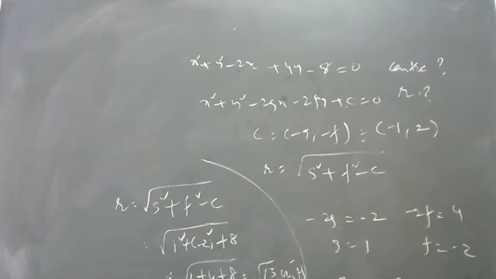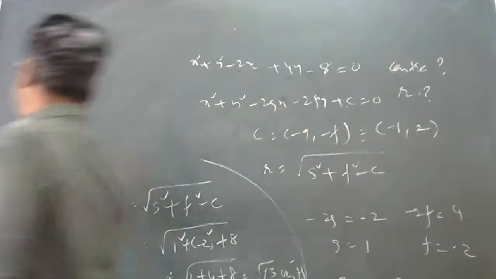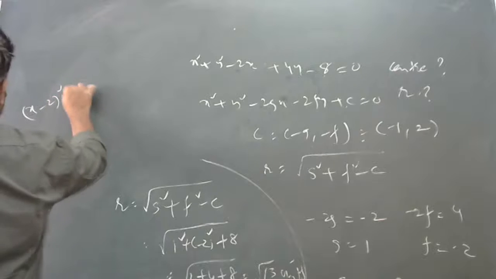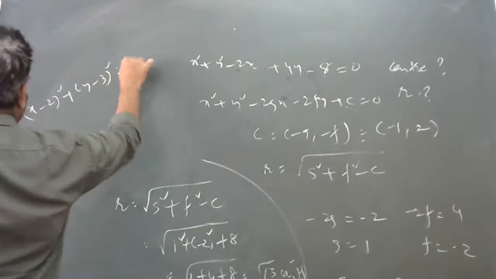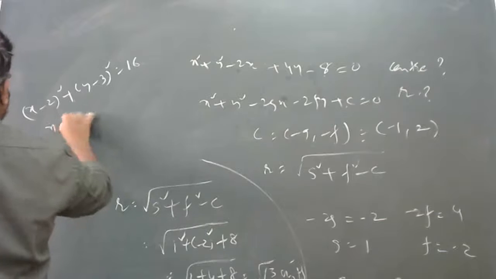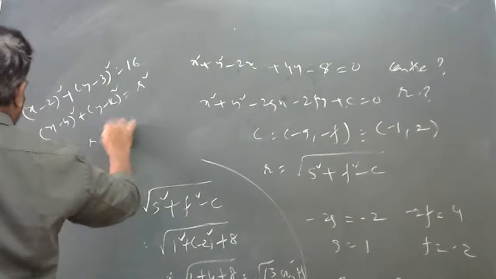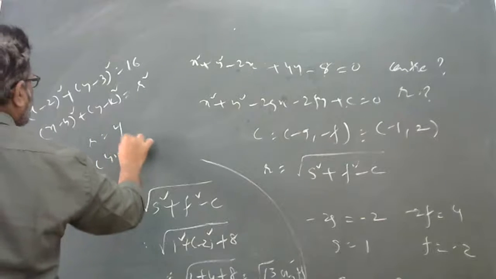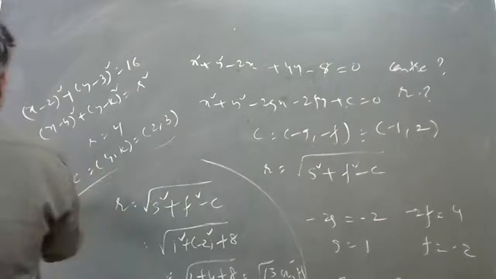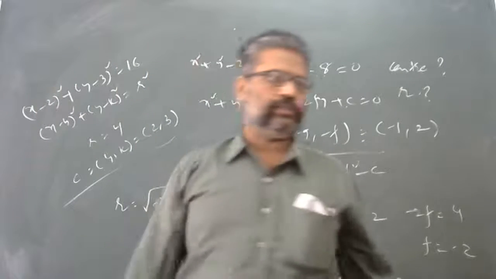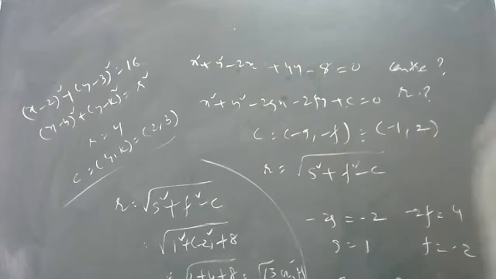Are you clear? Now directly, suppose you are given: x minus 2 whole square plus y minus 3 whole square is equal to 16. This is the standard form, of the form x minus h whole square plus y minus k whole square is equal to r square. So radius is equal to 4. Center is h comma k, directly you take, which is equal to 2 comma 3. This is the direct form of the equation, the standard form of the equation of a circle. We have compared directly and we got center and radius. Are you clear? Yes.